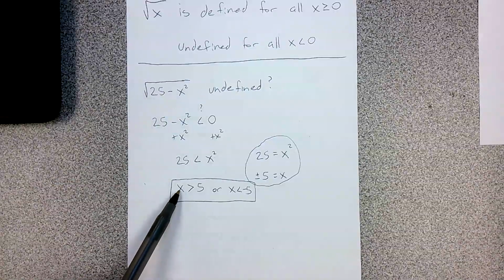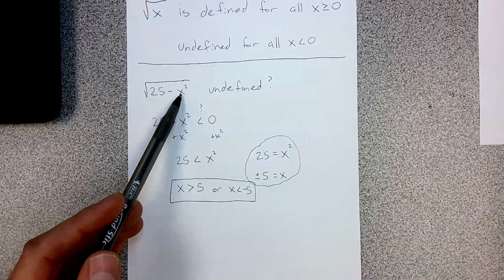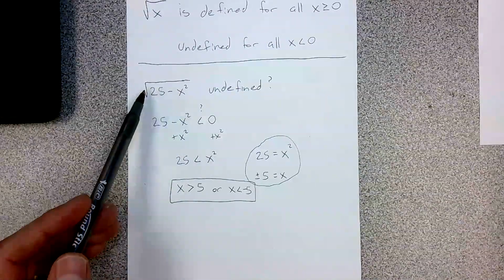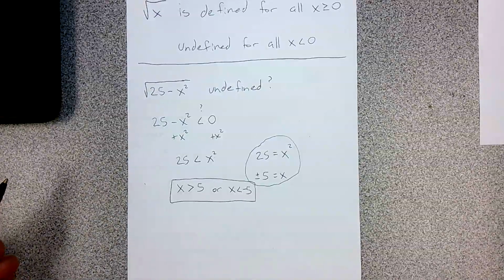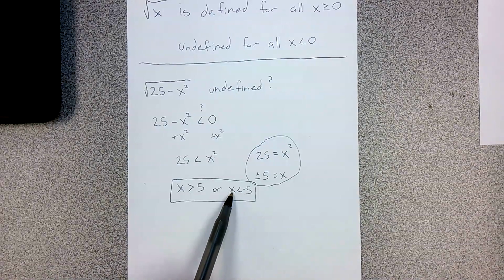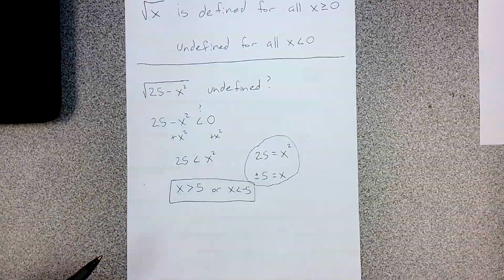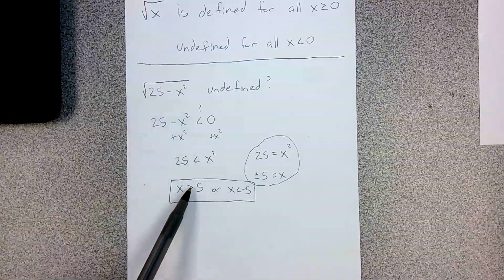If you pick any number bigger than 5, say 6, 25 minus 6 squared, 25 minus 36 will be negative. Can't take the square root of a negative number, it's undefined. Any number less than negative 5, negative 6. Negative 6 squared is 36. 25 minus 36, still negative, causes a problem. So it will be undefined for any of these values.